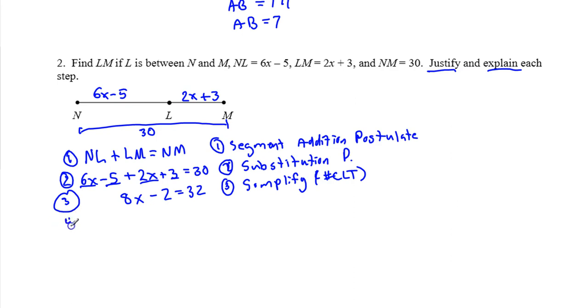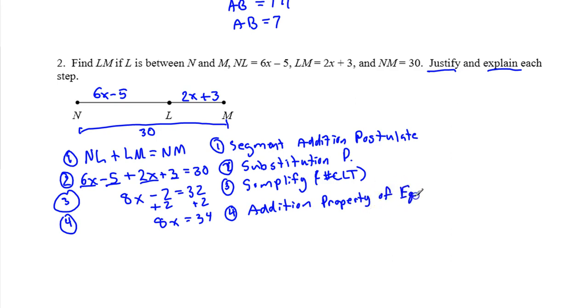And then what are we going to do next? Well, now we're going to add 2 to both sides. So we get 8x equals 34. What did we do? We added something to both sides. That's the addition property of equality. All right. And what are we going to do next? Well, we're going to divide, right? Going to divide by 8.